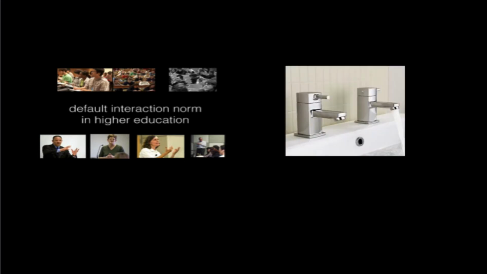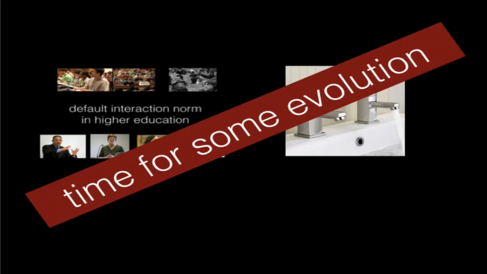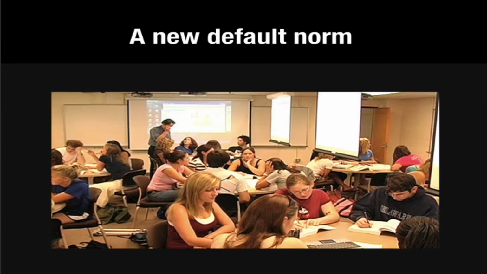So this default interaction norm needs a bit of evolution. This is then the new default norm. Students working in groups, learning together, and the tutor helping. The tutor extending the student's knowledge and understanding further.